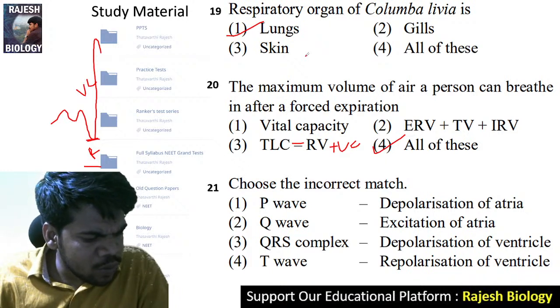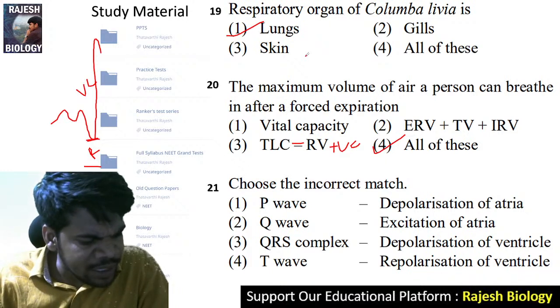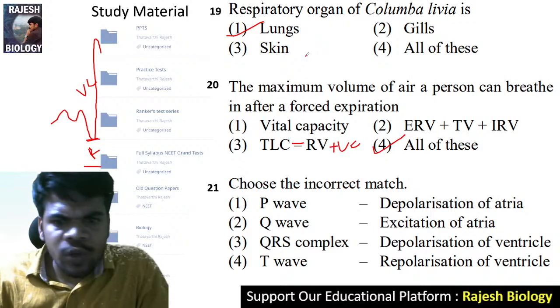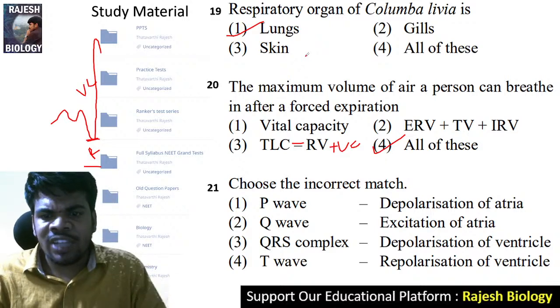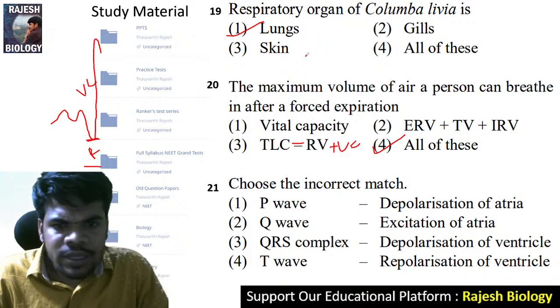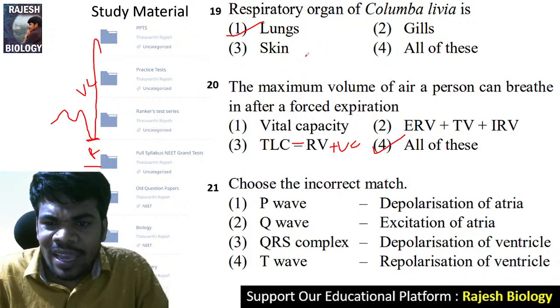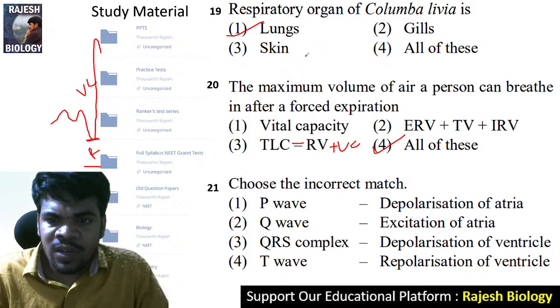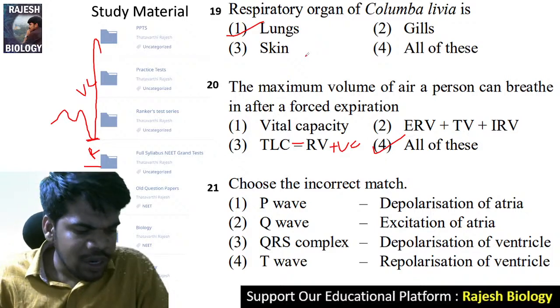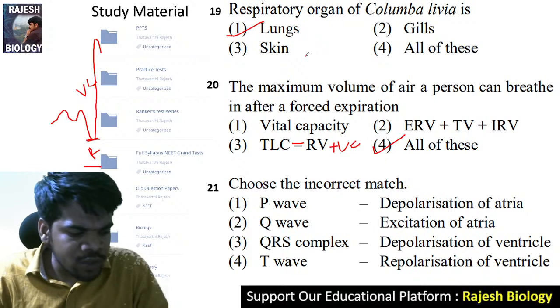Okay, so who gave the answer for 20? Dharani correct and Chandrika right. 21st question. Choose the incorrect match. P wave, depolarization of atria; Q wave, excitation of atria; QRS complex, depolarization of ventricle; and T wave, repolarization of ventricle.